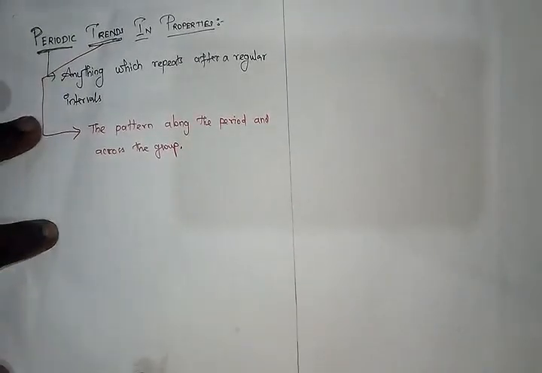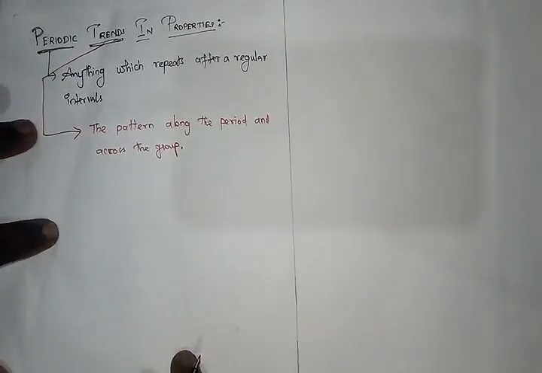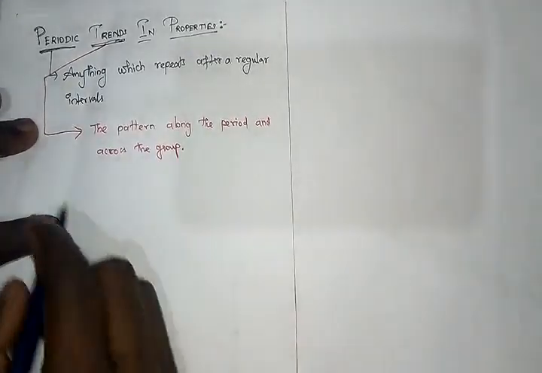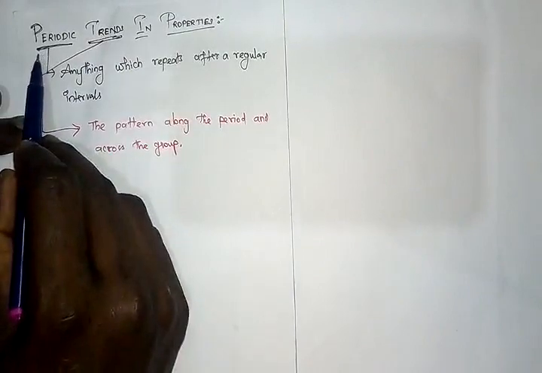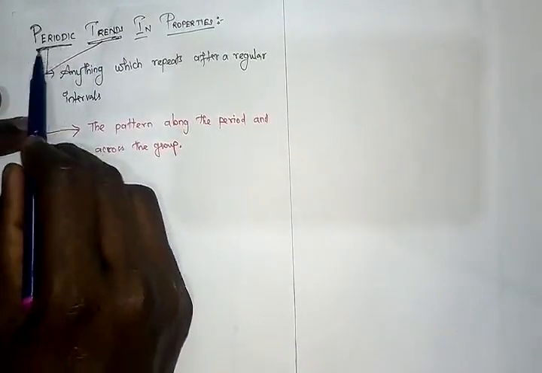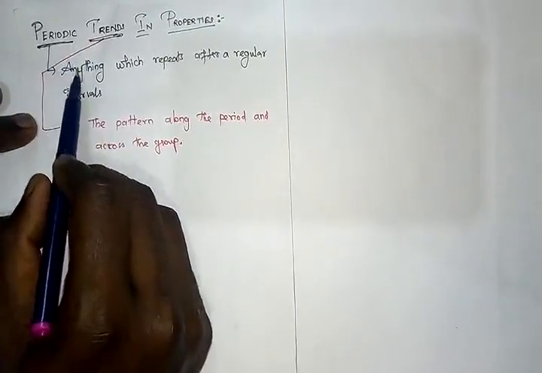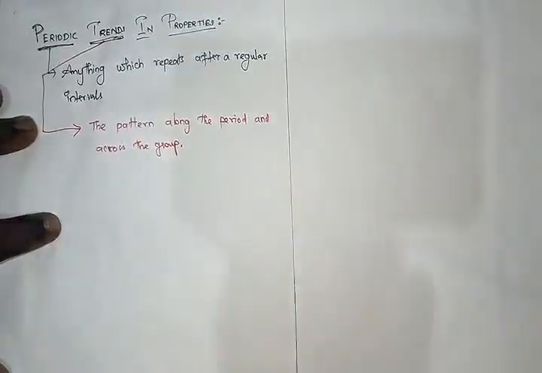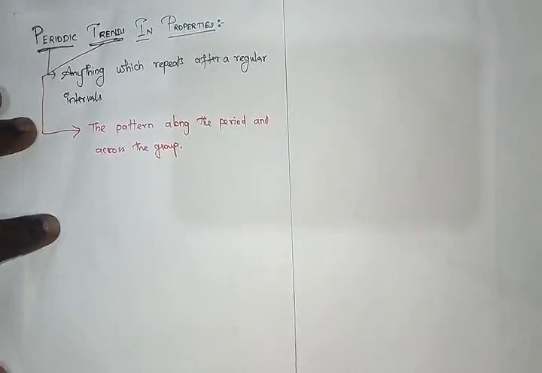So let us start with a topic called periodic trends in the properties. See, in the initial class we have said what is meant by periodic. The periodic means anything which repeats after regular interval. So that is an idea, my dear children. Anything which repeats after regular interval. A particular interval, some property will be repeated or something will be repeated. Such a case we call periodic.